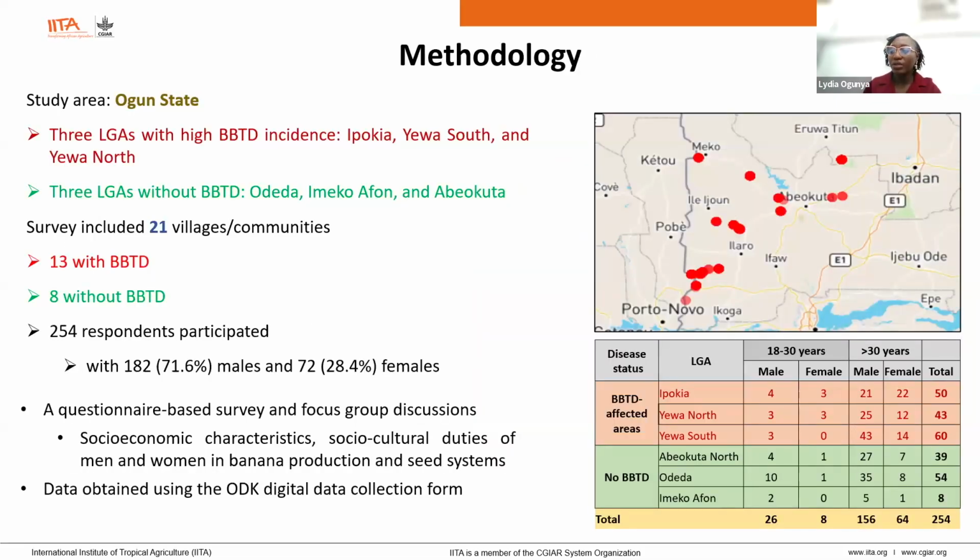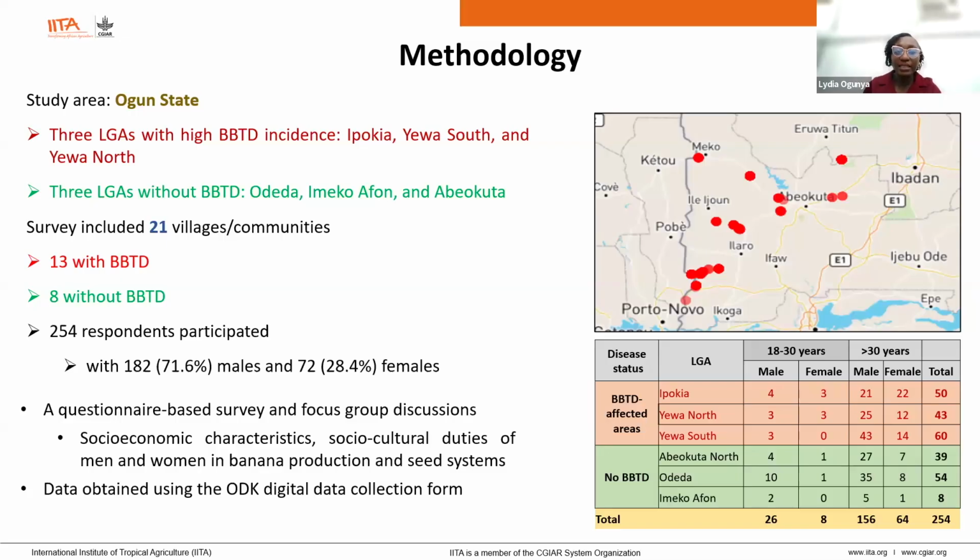In order for us to achieve these goals, we adopted a targeted methodology, taking into consideration the geographical and demographic capabilities. Now, for the methodology, the study area was Ogun State. Ogun State has 20 local governments, and we conducted the study in 6 of them: 3 local governments with high BBTD incidence, Ipokia, Yewa South, and Yewa North, and 3 without BBTD, Odeda, Imeko Afon, and Abeokuta. The study was conducted in 21 communities, 13 in BBTD regions and 8 without BBTD.